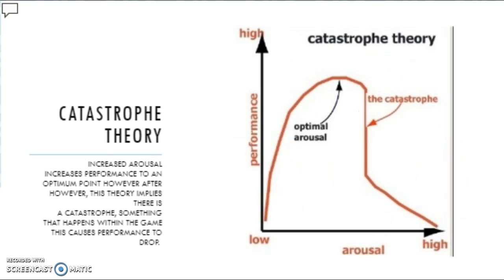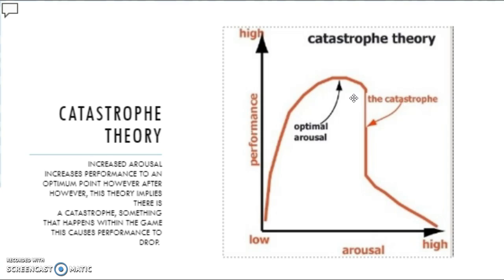The final theory is the catastrophe theory. The theory suggests increased arousal increases performance to an optimum point, much like the inverted U. However, after the optimal point, the theory suggests that there is a catastrophe, which is here. Something that happens within a game that causes the performance to drop.